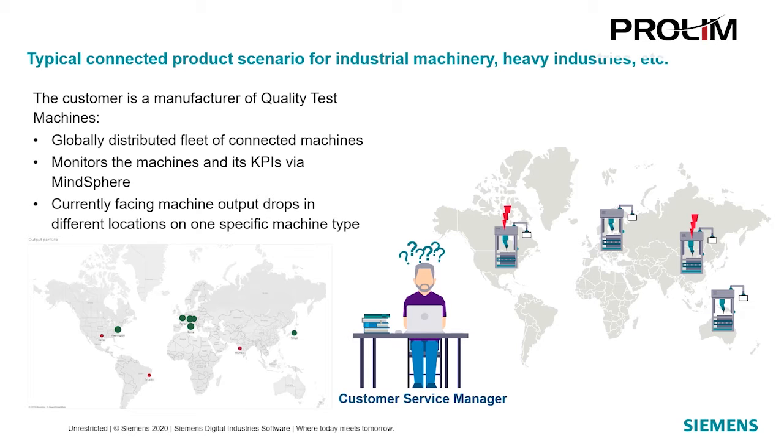The storyline is about a manufacturer of quality test machines that tests the tightness of plastic bottles. They are having a globally distributed fleet and monitor the machine variables and KPIs via MindSphere. Currently, some of the machines are facing output drops in different locations on one specific machine type.